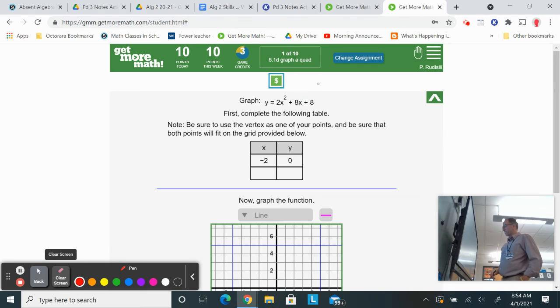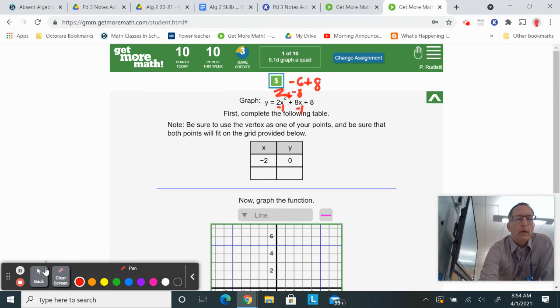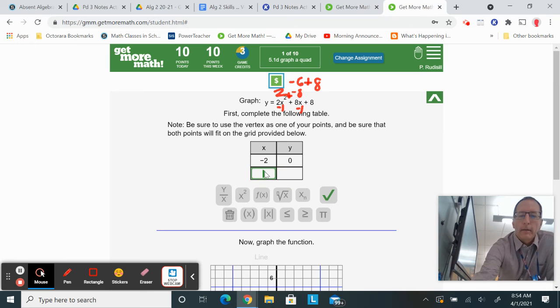So let's clear my screen. Let me think of using a negative 1. So if I put a negative 1 in for x, negative 1 times negative 1 is positive 1 times 2. So it gives me a 2 here. When I put a negative 1 in for that x, I get a negative 8. And 2 plus negative 8 is negative 6. Plus 8 ends up giving you a 2. So when I put in a negative 1 as an input, I just had to use order of operations, do things we've done for years, and I came out with an output of 2.